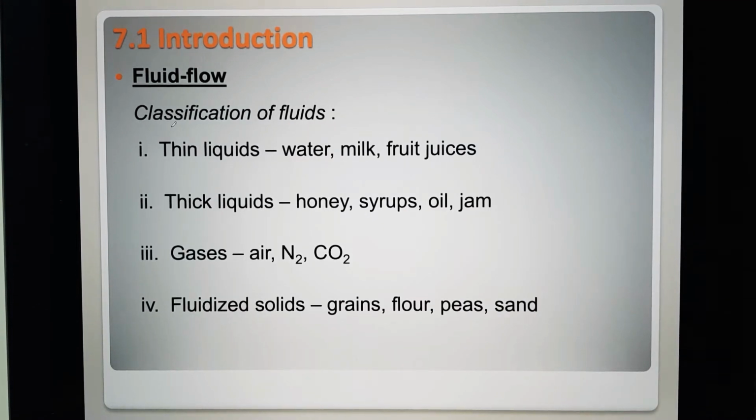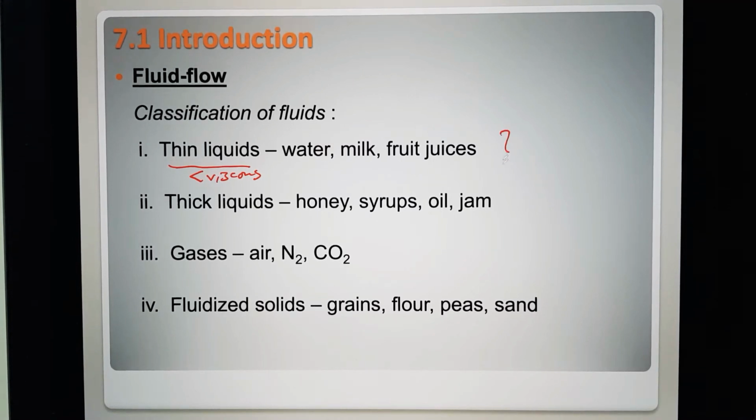Okay, so then we move on to the classification of fluids. The first one, we have thin liquids. Thin liquids meaning that they are less viscous. Okay, so we have water, milk and fruit juices. And then the second classification, we have thick liquids. This particular thick liquids involve honey, syrups, oils and jams.